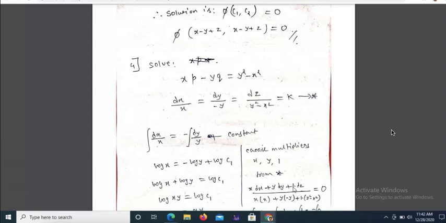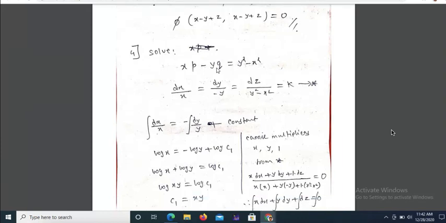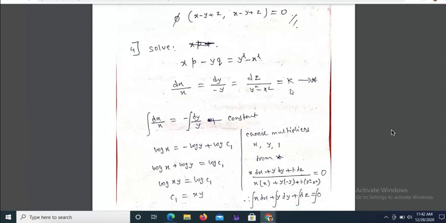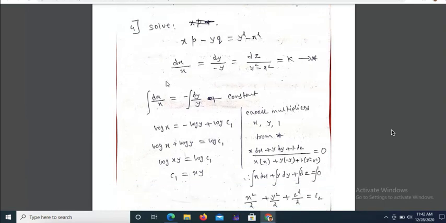Okay, come to the next one. x p minus y q equal to y square minus x square here. You can write dx by x, dy by minus y, dz by (y square minus x square) equal to k. Now integrate on both sides. See here, these two I can do by Lagrange's method. These two are not possible, because if you equate the first and last one, no terms get cancelled. If you equate the first, second and third, it is not possible because you are unable to integrate. You can integrate dy by y, but what about here? You cannot treat x as a constant.